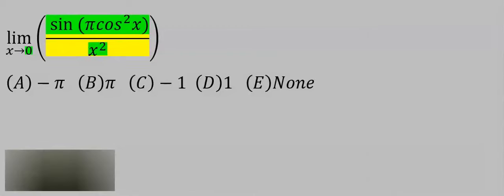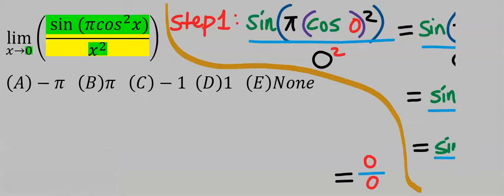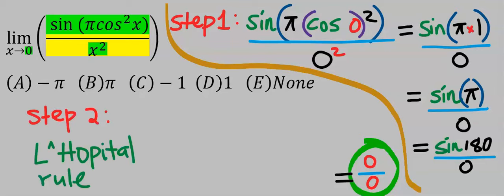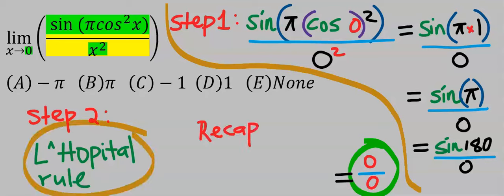Let's consider this question. Step number 1. Apply direct substitution. Substituting and solving carefully, you got 0/0. Next, step number 2. Apply L'Hopital's rule. But before we do this, let's recap on differentiation.